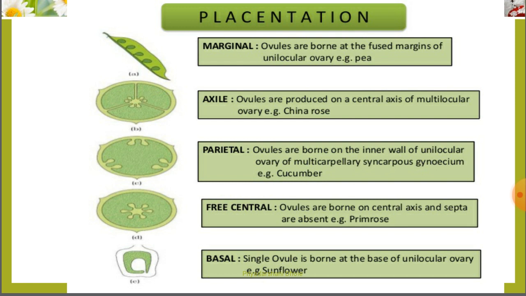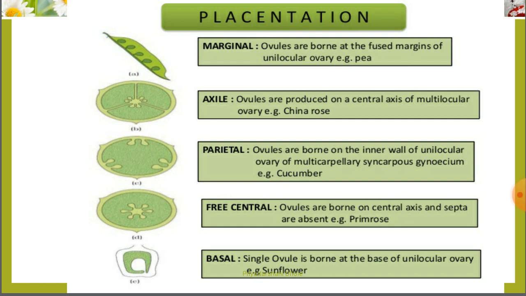Next one is the axial placentation. Ovules are produced on a central axis of the multilocular ovary. Example is China rose. There are 5 locules in China rose. In the diagram there are 3 only, but in case of China rose there are 5 locules, and in each locule 2 ovules are present, and it is called axial placentation because they are attached to the center of the ovary.